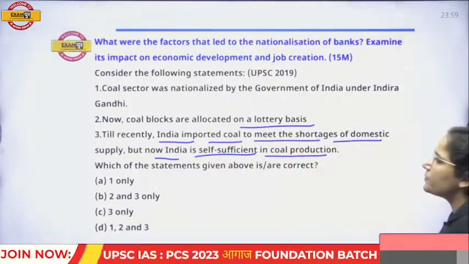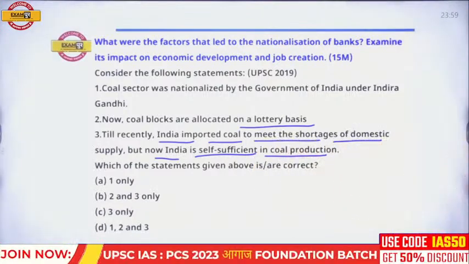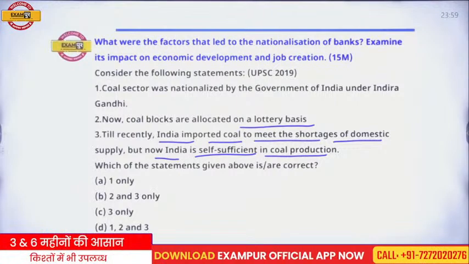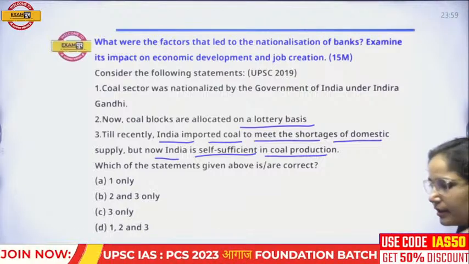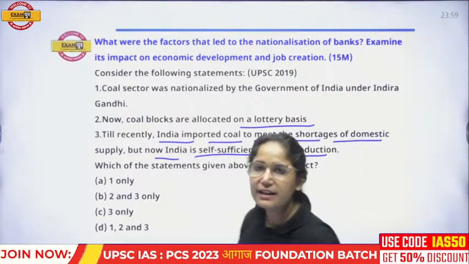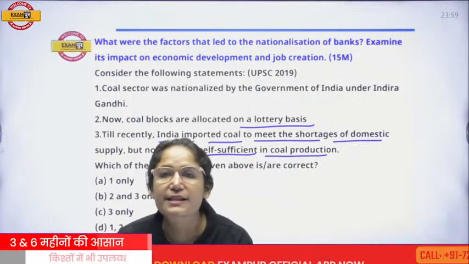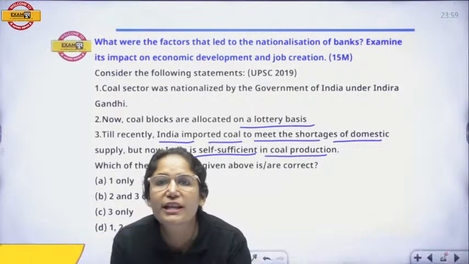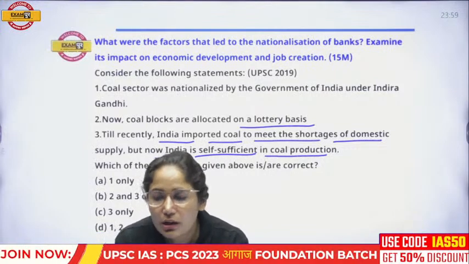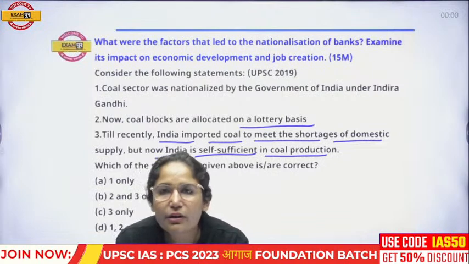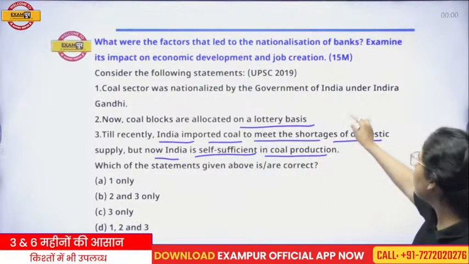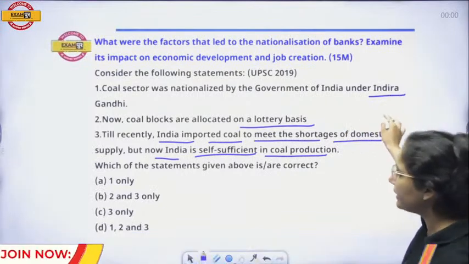So the first option is totally related to nationalization, meaning things are under control. It was nationalized by Indira Gandhi. You are all already aware that it was in the 1970s. We started nationalization after 1969. First of all, we took the decision for nationalization of 14 banks. After that, the coal industries, the coal sector, got nationalized. So nationalization by the Government of India under Indira Gandhi, yes, it is so.